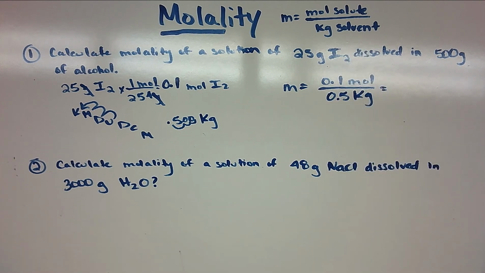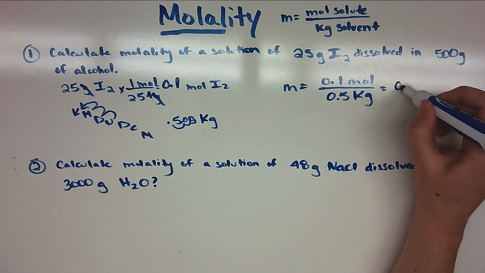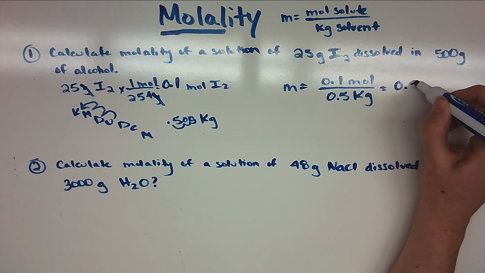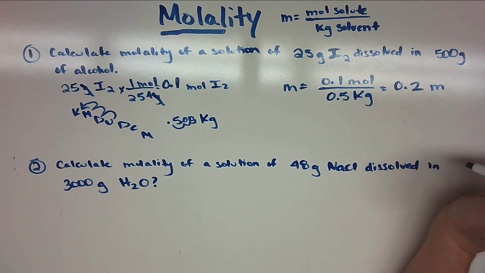Now I'm going to solve. So 0.1 divided by 0.5, and my molality is 0.2. And we put a little m for molality. Alright, let's go on to number 2.